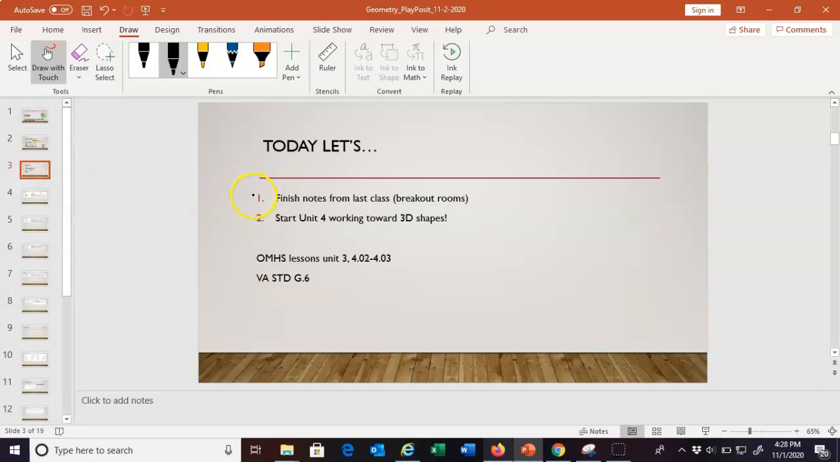So we're going to finish our notes from last class, those breakout room problems, and then we're going to start Unit 4. That's going to get us to some three-dimensional shapes coming up. Not today, but we're working towards that.